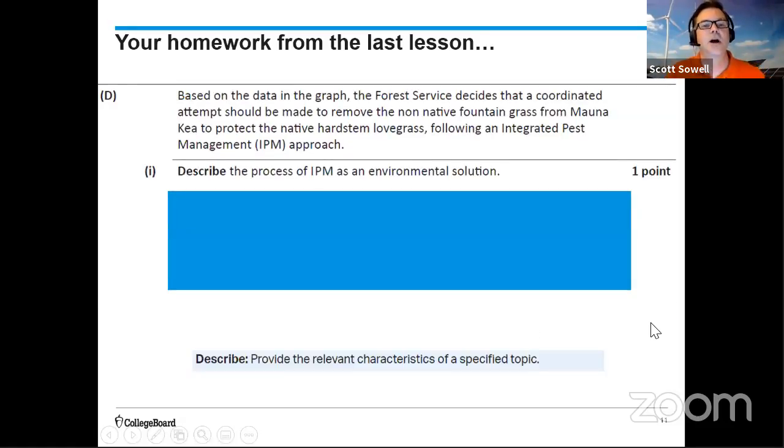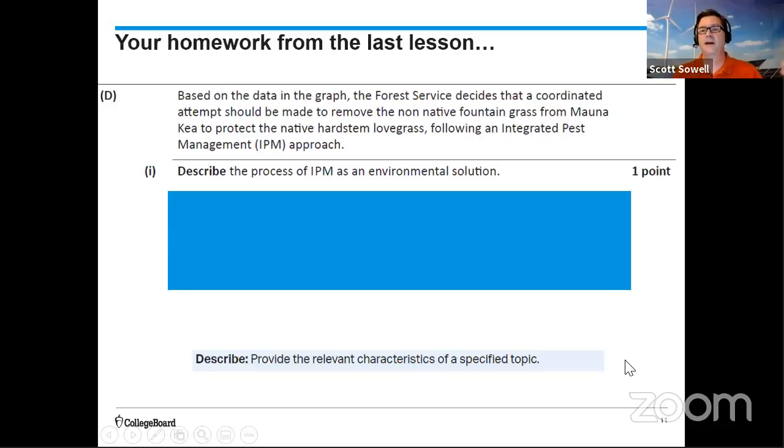And D, last part, based on the data in the graph, the Forest Service decided that a coordinated attempt should be made to remove the non-native fountain grass to protect the native grasses, following an integrated pest management approach, IPM. Okay, so they're going to do an IPM approach to reduce this invasive species. So first, D-I says, describe IPM. Well, remember, describe is provide the relevant characteristics of a topic. So what are the relevant characteristics of a topic?